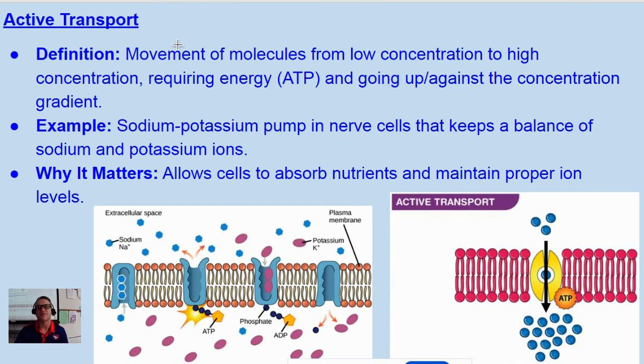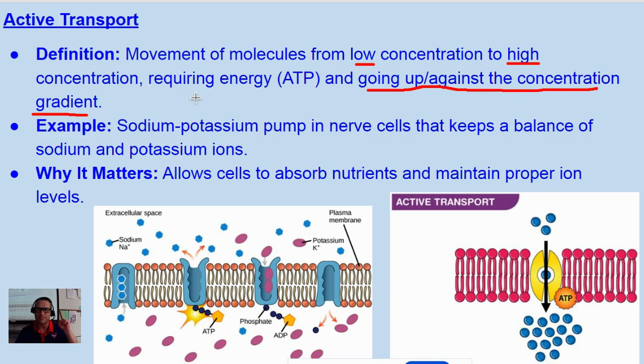Now here's the fourth and final way things move in and out of cells. It's called active transport. It's active, it's not passive anymore. So this is going to be the opposite of passive transport because things aren't going to be moving from high to low concentration. They're going to be going from low concentration to high concentration, or you can say going up or against the concentration gradient. So it's going against where these molecules want to go. Everything always wants to spread out from high to low concentration. This is moving them where they don't want to go.